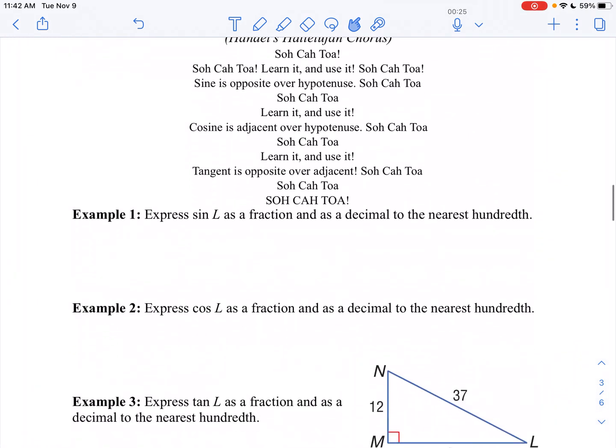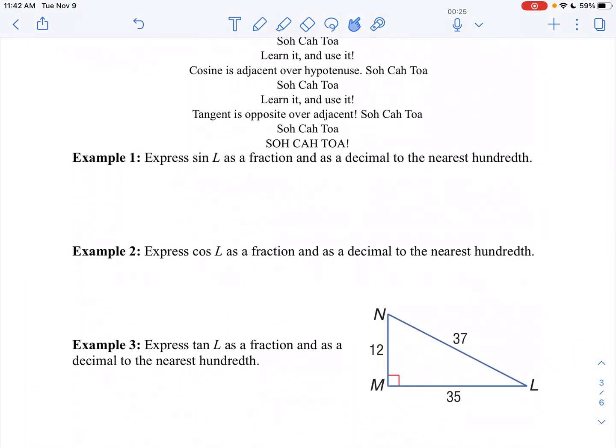Now, let's apply that to a problem. I'm going to use the triangle listed below. I want to express the sine of angle L as a fraction and as a decimal rounded to the nearest hundredth. So the sine of angle L, now remember, sine is opposite over hypotenuse. So I'm going to say the sine of angle L, the opposite of angle L is 12, and the hypotenuse is 37.